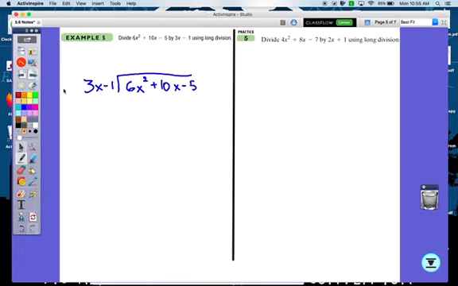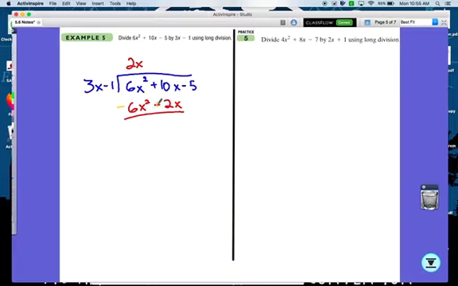All right, I need to multiply 3 by 2 in order to get 6, and x by x in order to get x squared. So I multiply 2x times 3x, that gives me 6x squared. 2x times a negative 1 gives me a minus 2x. I come through and I subtract, which means I'm going to change the signs. So it becomes a minus 6x squared, and that becomes a plus because minus a negative is a positive.